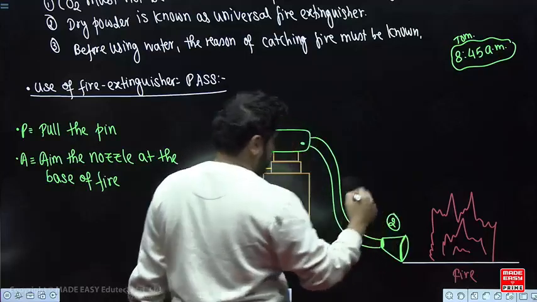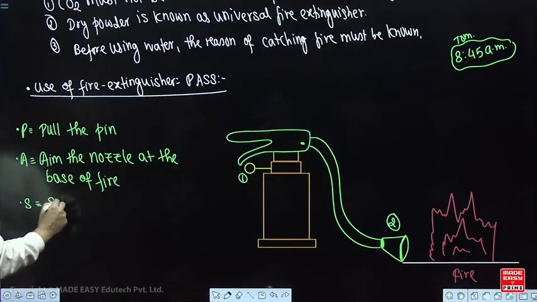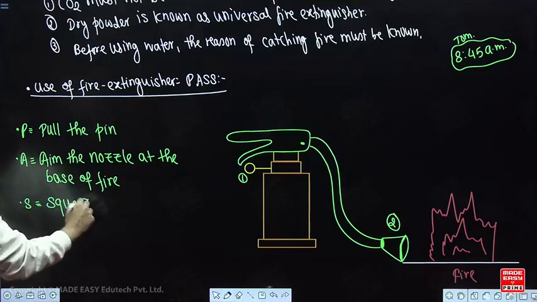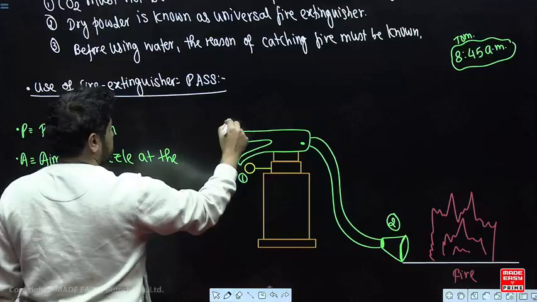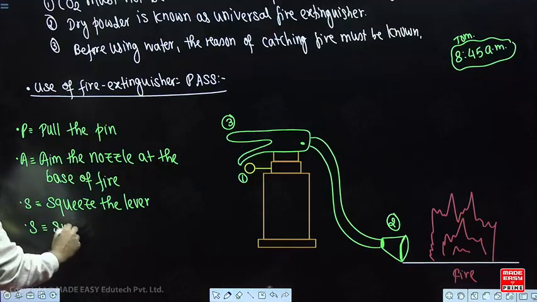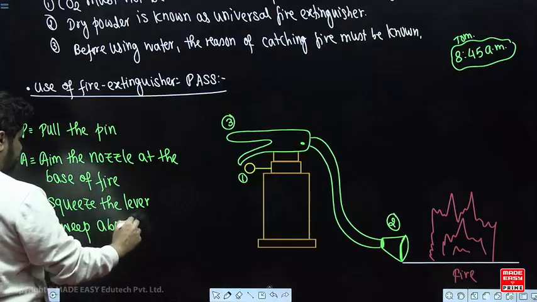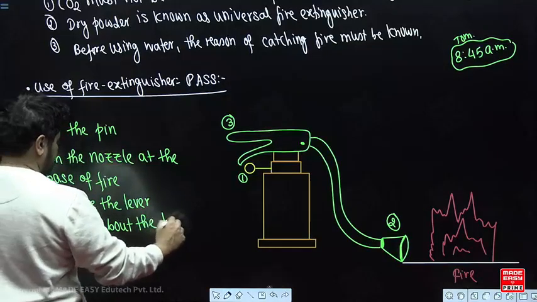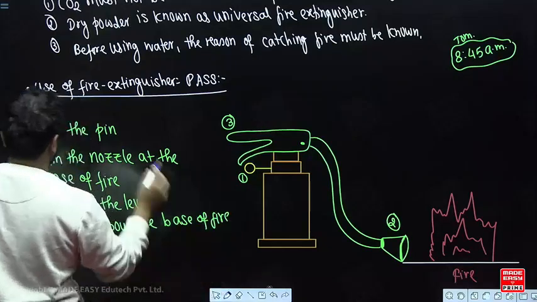This is your second. Third, S stands for squeeze the lever. Squeeze the lever. So this is the third. Squeeze the lever. And final S is your sweep. Sweep about the base of fire. इसको ऐसे लिख लेते हैं, रुक जाओ.